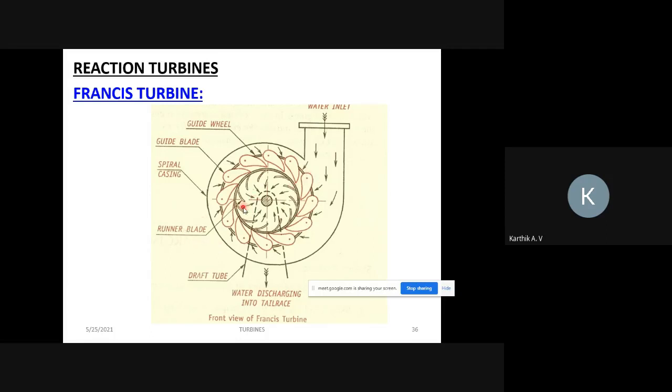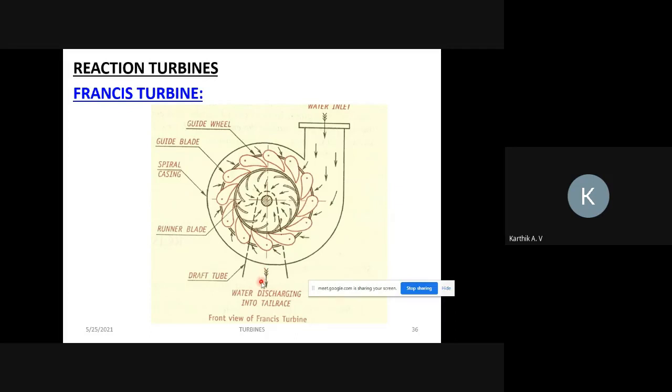Next, the runner blade. The runner blades are in a vertical direction to the runner, attached to the runner shaft. Next, the draft tube. You can observe the draft tube structure. Here the area is very small, and from here onwards the area increases.